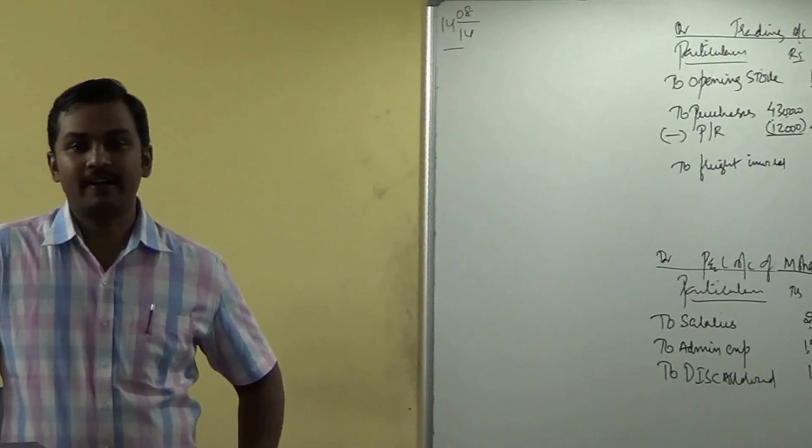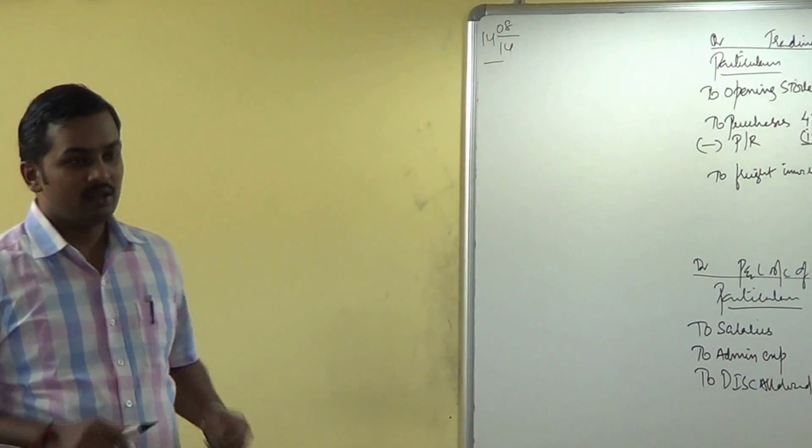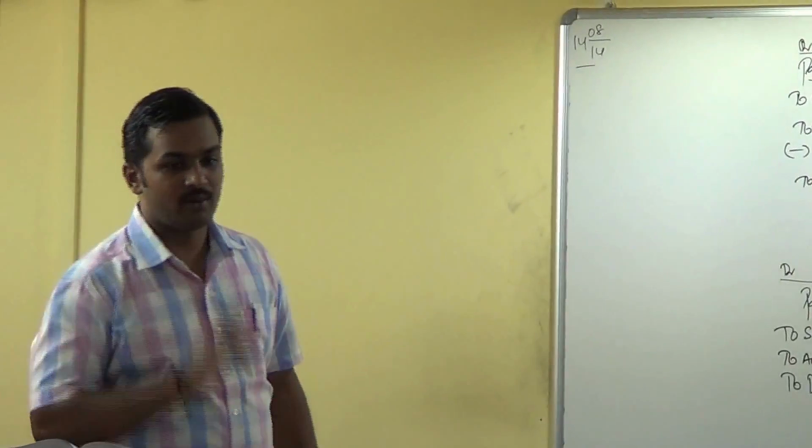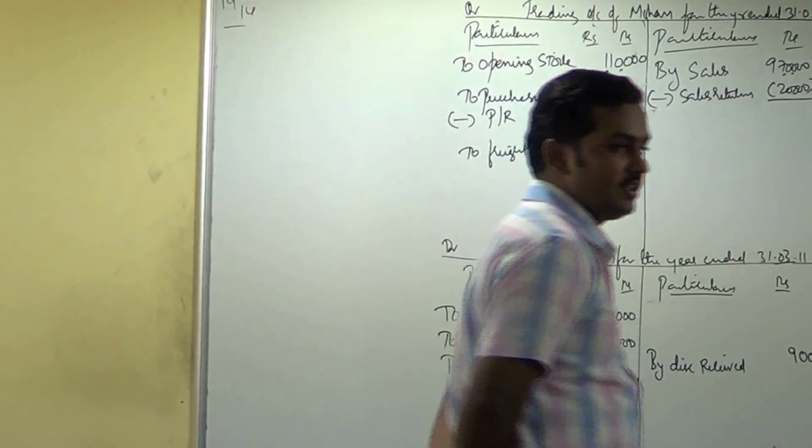Bad debts. 5,000 rupees debit balance in the trial balance. Now can you tell me, how did bad debt come to the trial balance? What was its journey? Can you describe the journey of bad debts account?